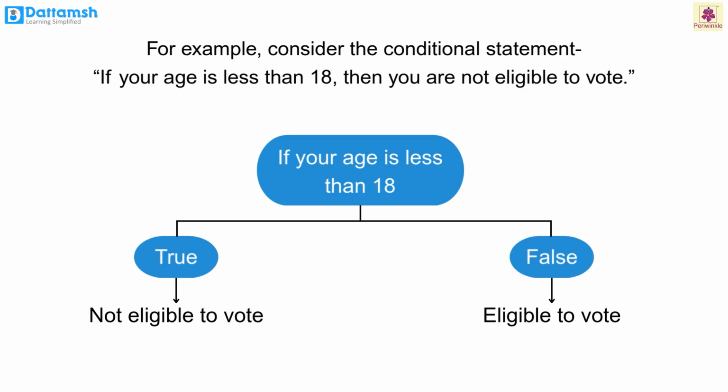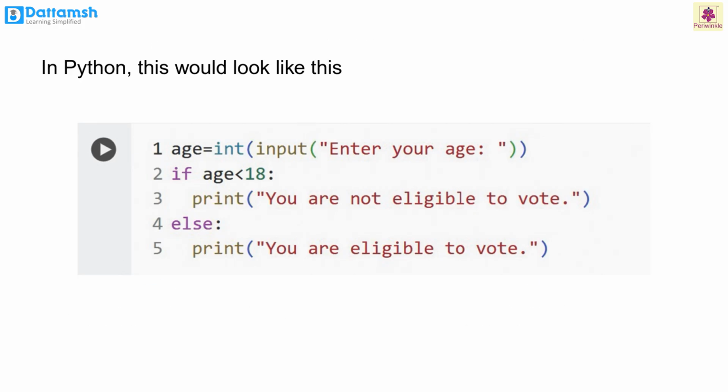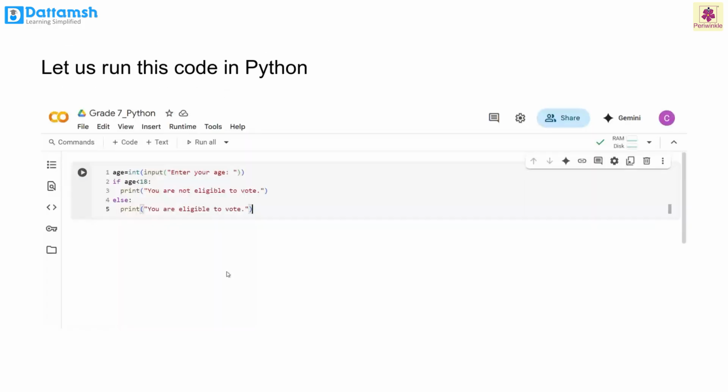For example, consider the conditional statement, if your age is less than 18, then you are not eligible to vote. In Python, this would look like this. Let us run this code. Now let's enter age as 12. Here, if tells the computer to check if the age is less than 18. If the condition is true, that is, if the age is less than 18, it follows the first instruction. It prints you are not eligible to vote. As 12 is lesser than 18, we get the output as you are not eligible to vote.